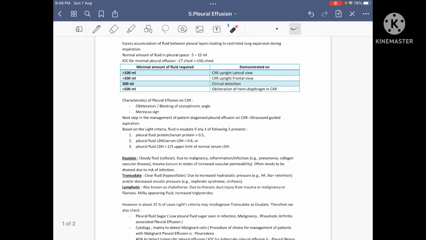And there is also lymphatic pleural effusion, which is also known as chylothorax. It is due to thoracic duct injury from trauma, malignancy or filariasis. There is milky appearing fluid, and there is increased triglyceride.